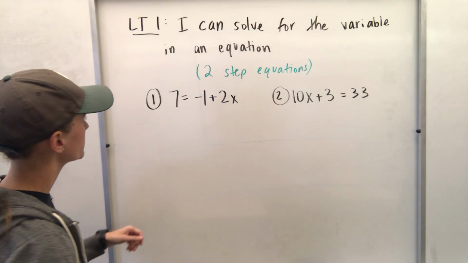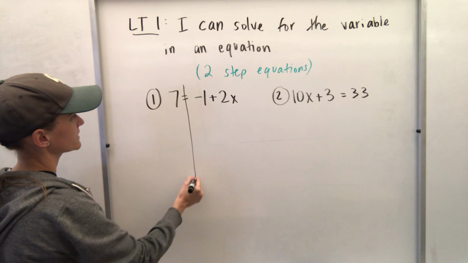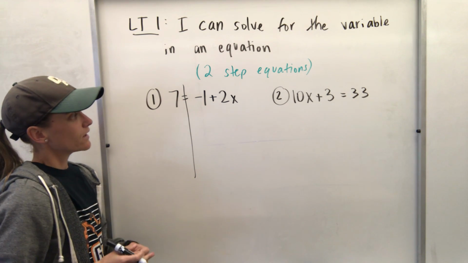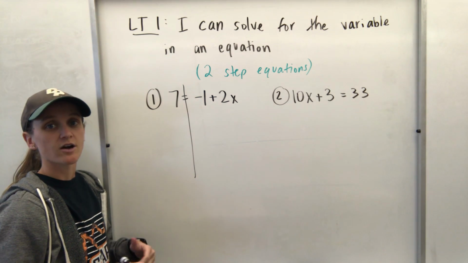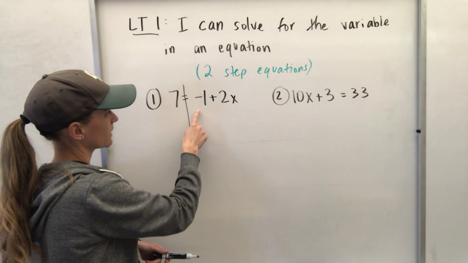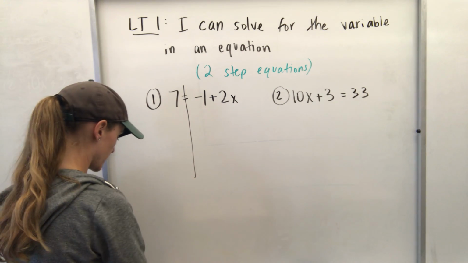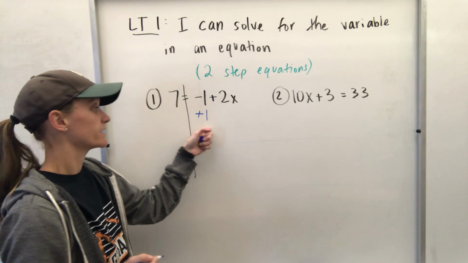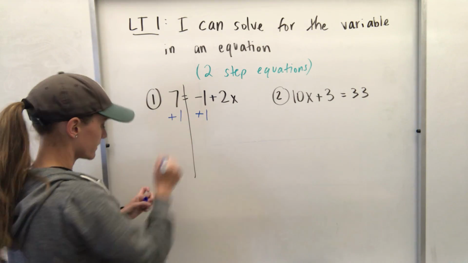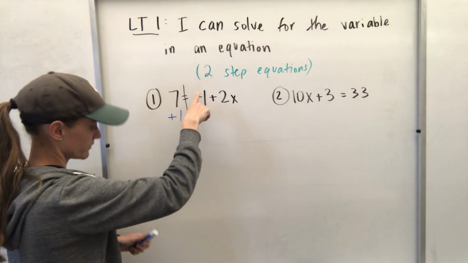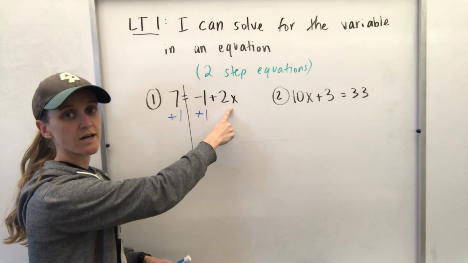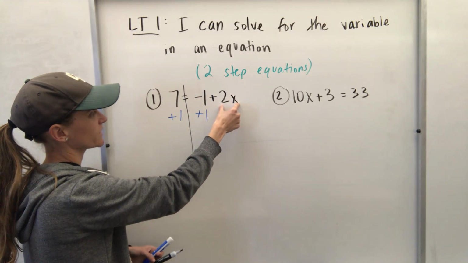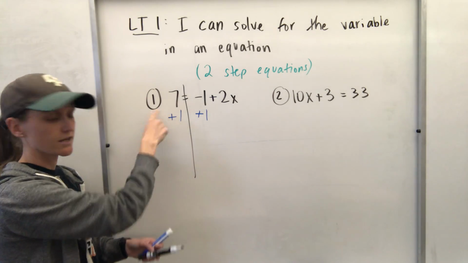Alright, so for the first one, remember I always want to put my line down the middle through my equal sign. And remember you're always asking yourself what's the opposite operation. So here I have -1, so the opposite of -1 would be +1. Remember if I do it to this side, I have to do it to this side. And I know that I should move the -1 first because I want to keep the variable where it's at. My goal is to keep this by itself and move the units to the other side.